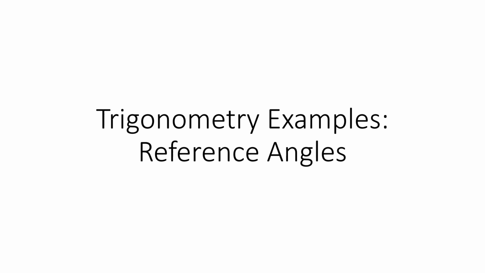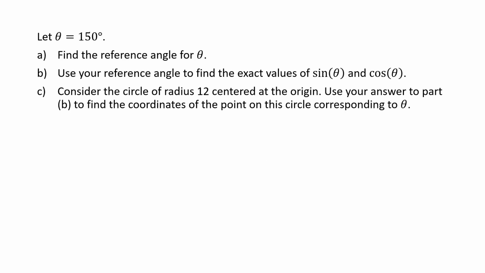In this video, I'm going to work through a couple of examples of how we use reference angles to find values of trigonometric functions. So in this first example, we've got an angle of 150 degrees. So let's first try to get a picture of what this angle looks like.